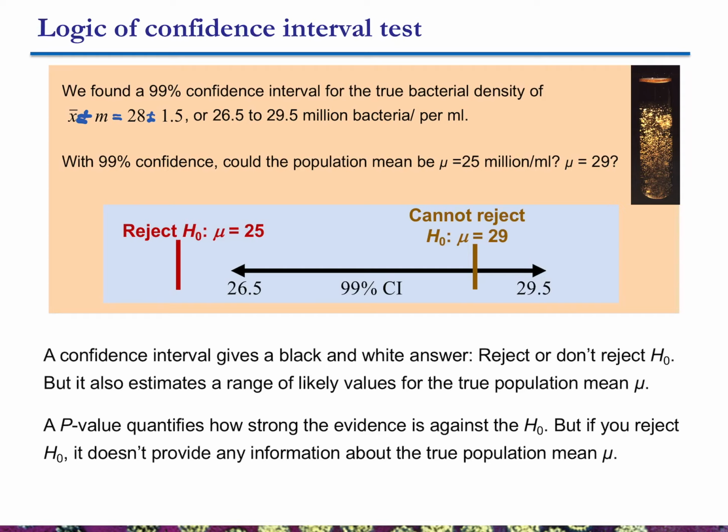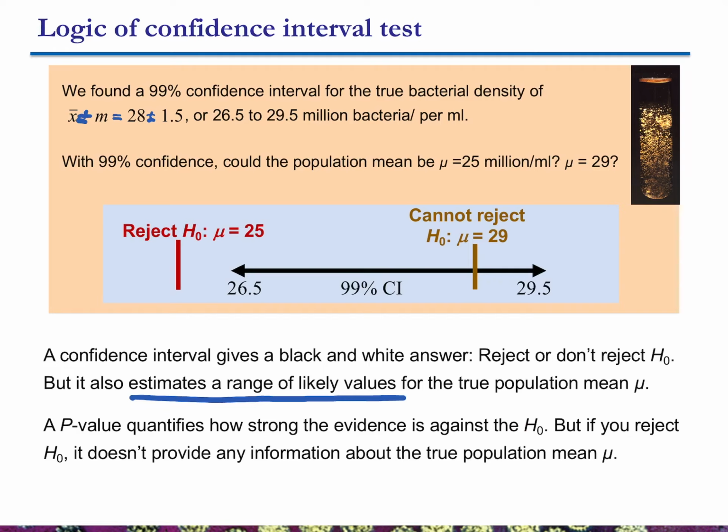So a confidence interval here gives, as it says, a sort of black and white answer, right? You either reject the null or you don't. But the really useful aspect of a confidence interval is that it also estimates a range of likely values for the true population mean. So it gives you an added bit of information that a simple p-value test doesn't do, okay? A p-value quantifies how strong the evidence is against the null hypothesis by giving you the probability of getting a sample mean that extreme.